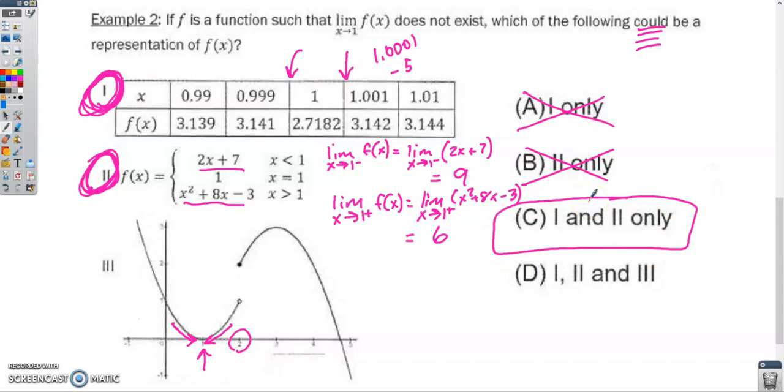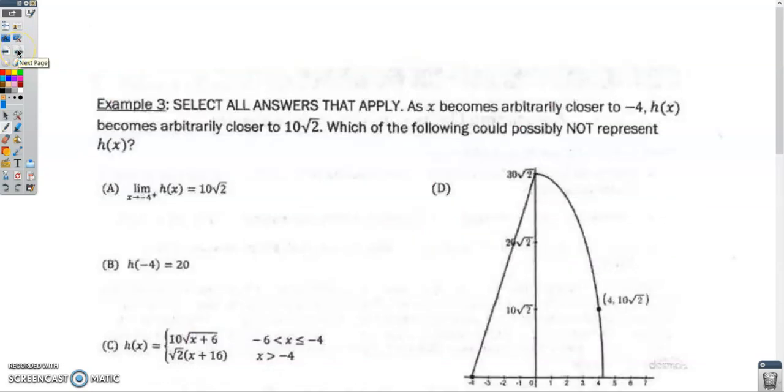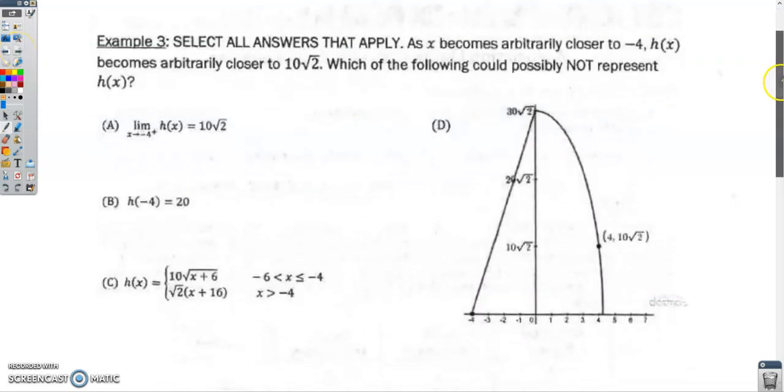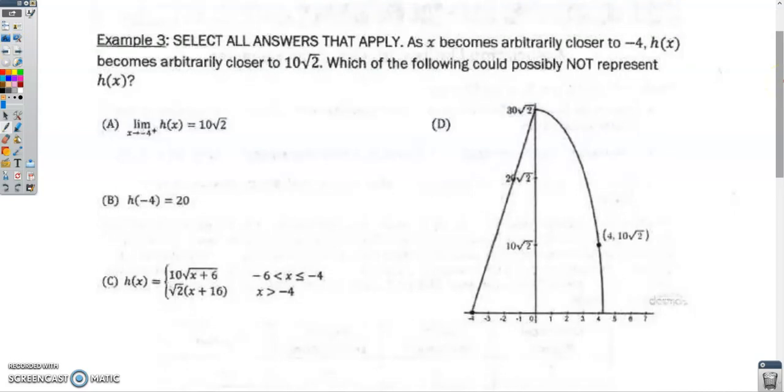And so our answer choice is C. All right, let's go on to example 3. I think I changed this one up a little bit. Example 3, select all the answers that apply.